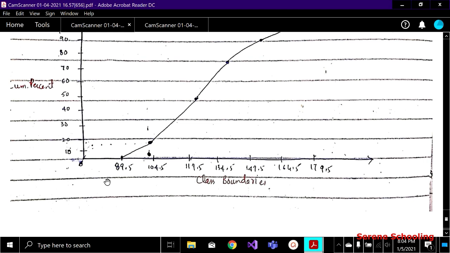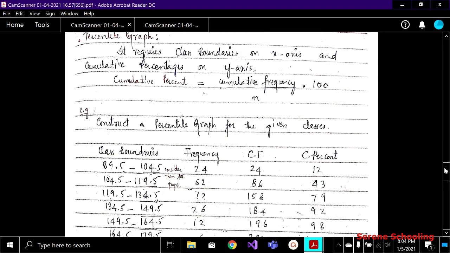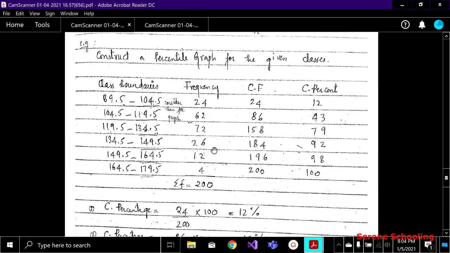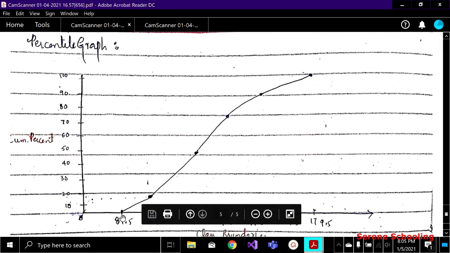Now you have to see one thing: you cannot start this graph from 0. Why am I starting from here? You can see over in the table, I am not marking this 12% on the y-axis for this x-axis 89.5. What I'm saying is that this is my 89.5, but somewhere here the 12 lies. According to that, the point would be here, right? But I'm not marking it over here.